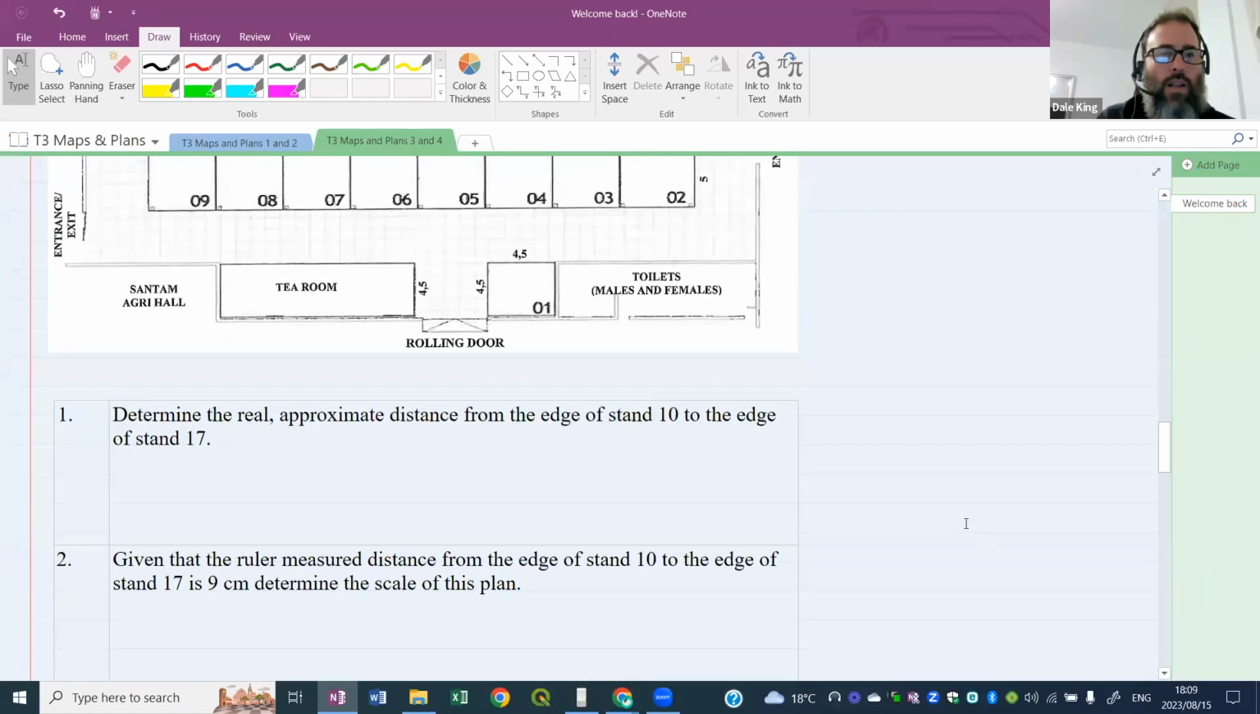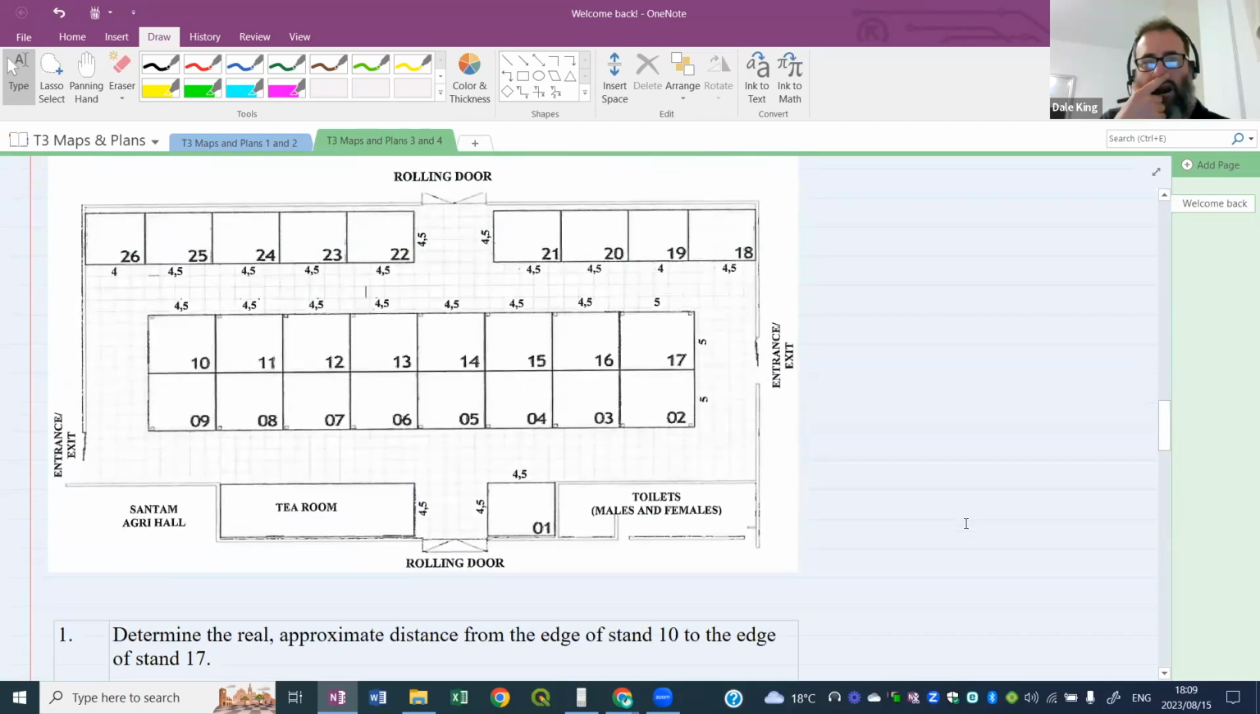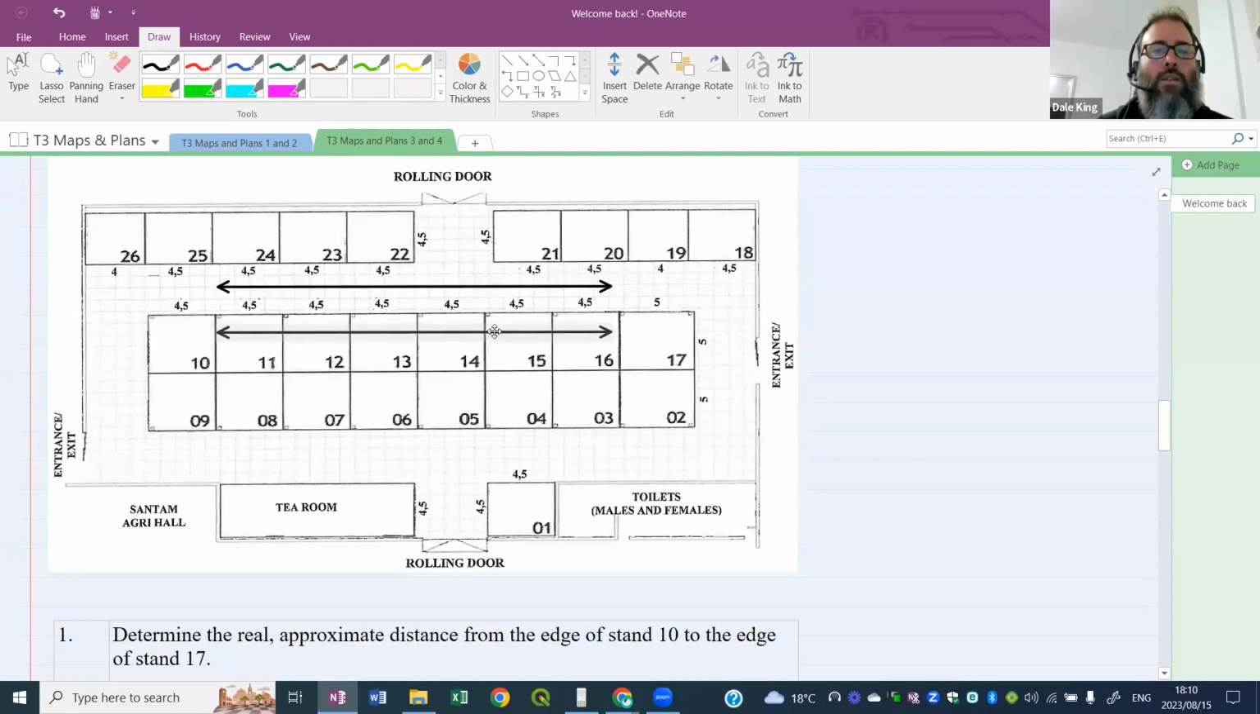Determine the real approximate distance from the edge of stand 10 to the edge of stand 17. The real approximate distance from the edge of stand 10 to the edge of stand 17. So this is what we are talking about. There's stand 10. There's stand 17. And we're talking about the edge. So from there to there.